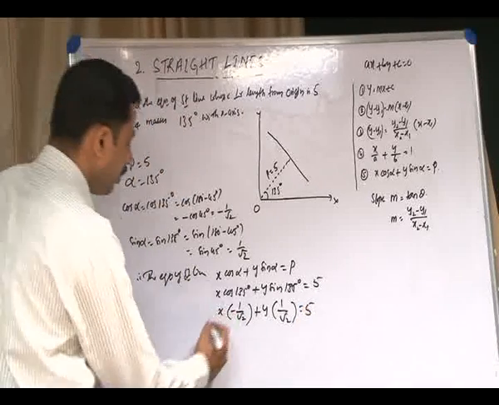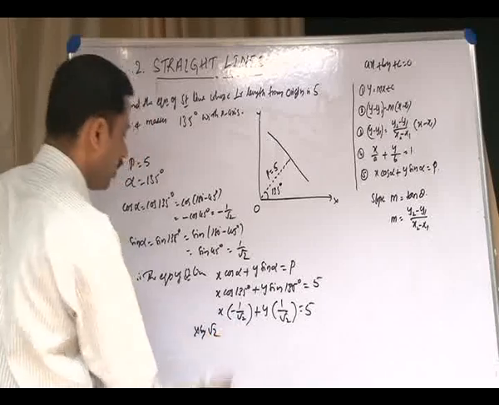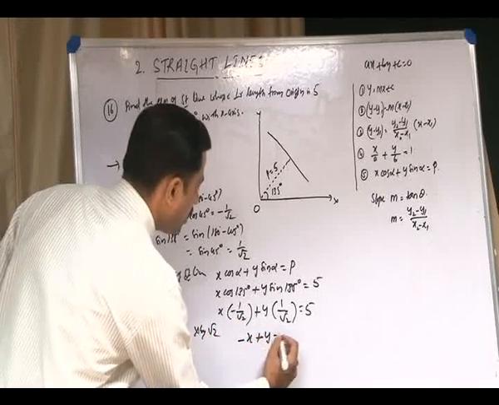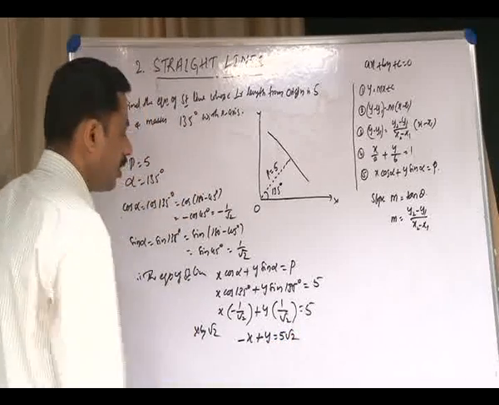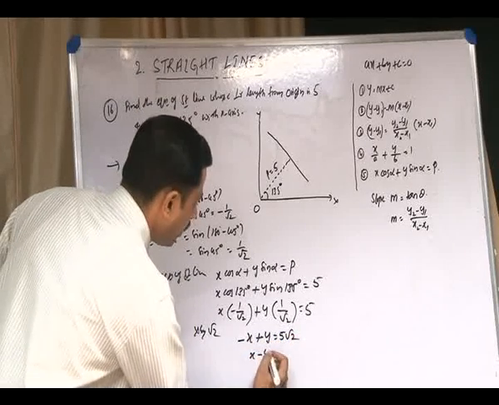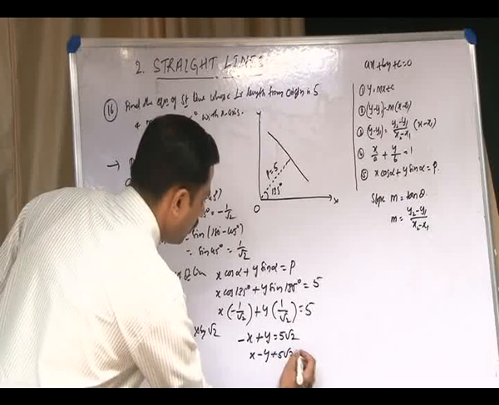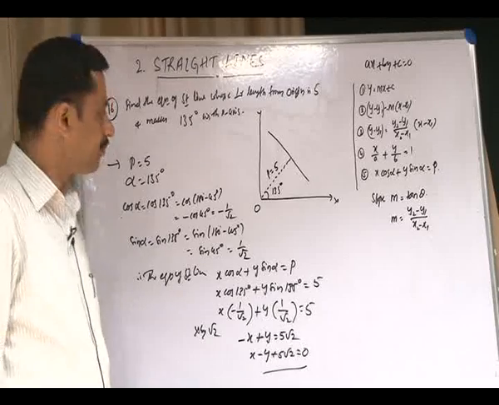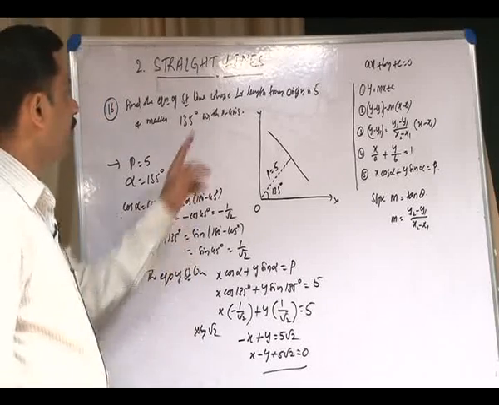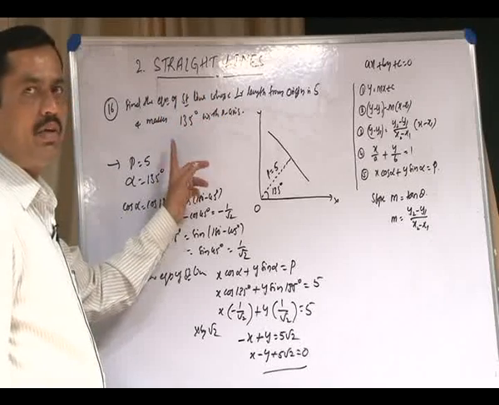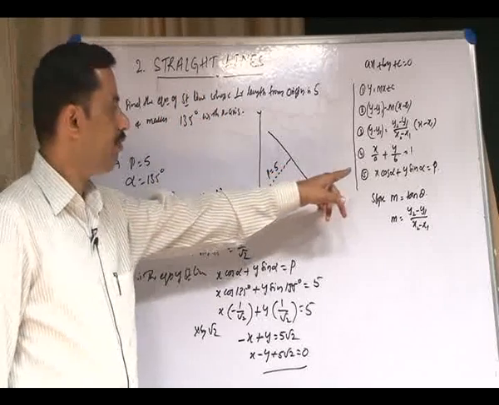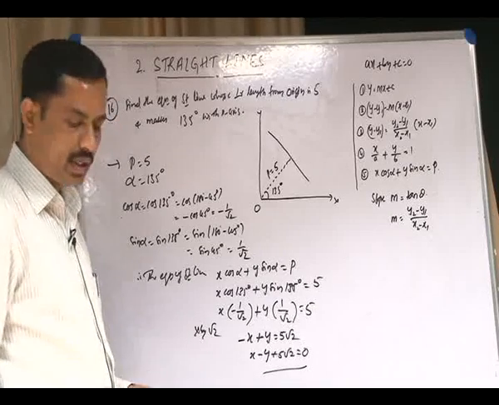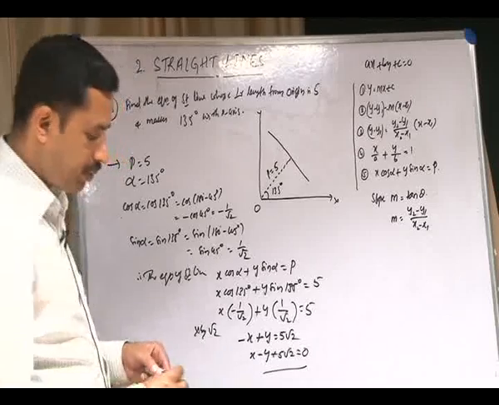So, just multiply by root 2. Multiplying by root 2 we get minus x plus y is equal to 5 root 2. Our final equation is x minus y plus 5 root 2 is equal to 0. So, that gives the equation of the straight line. So, given the perpendicular length and angle alpha, to find the equation of the straight line, the fifth form is the normal form, which is given by x cos alpha plus y sin alpha is equal to p.